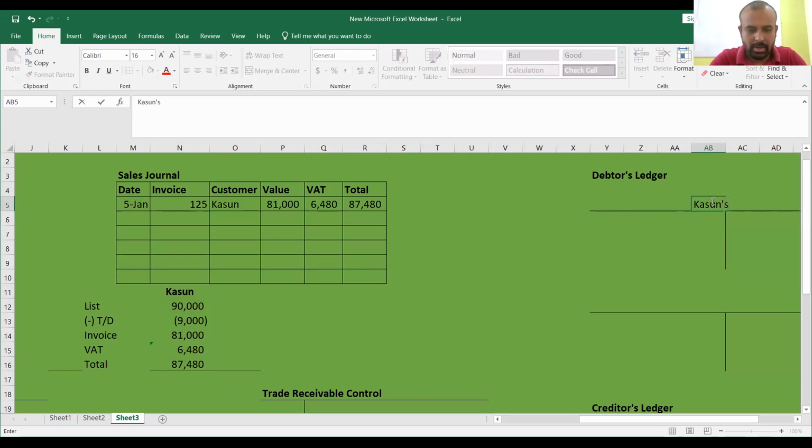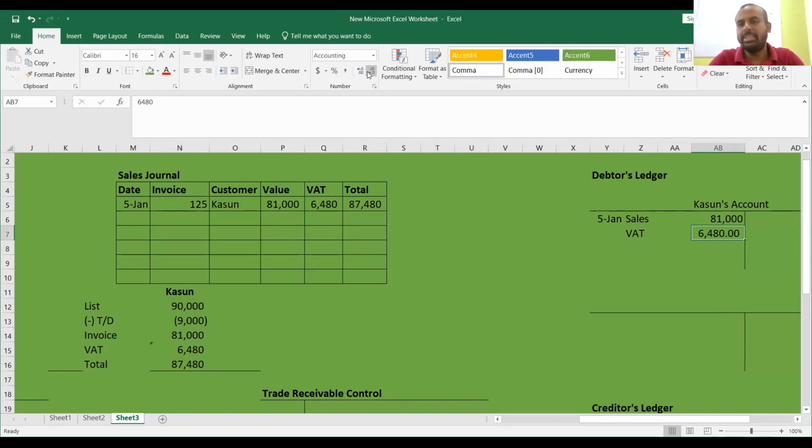In Kasun's account, you need to record this particular sales. And on 5th January, saying sales, you record 81,000, and from him you charge the VAT of 6,480. You won't record anything in the general ledger. General ledger will be updated only at the end of the month. General ledger will be updated only at the end of the month, right?